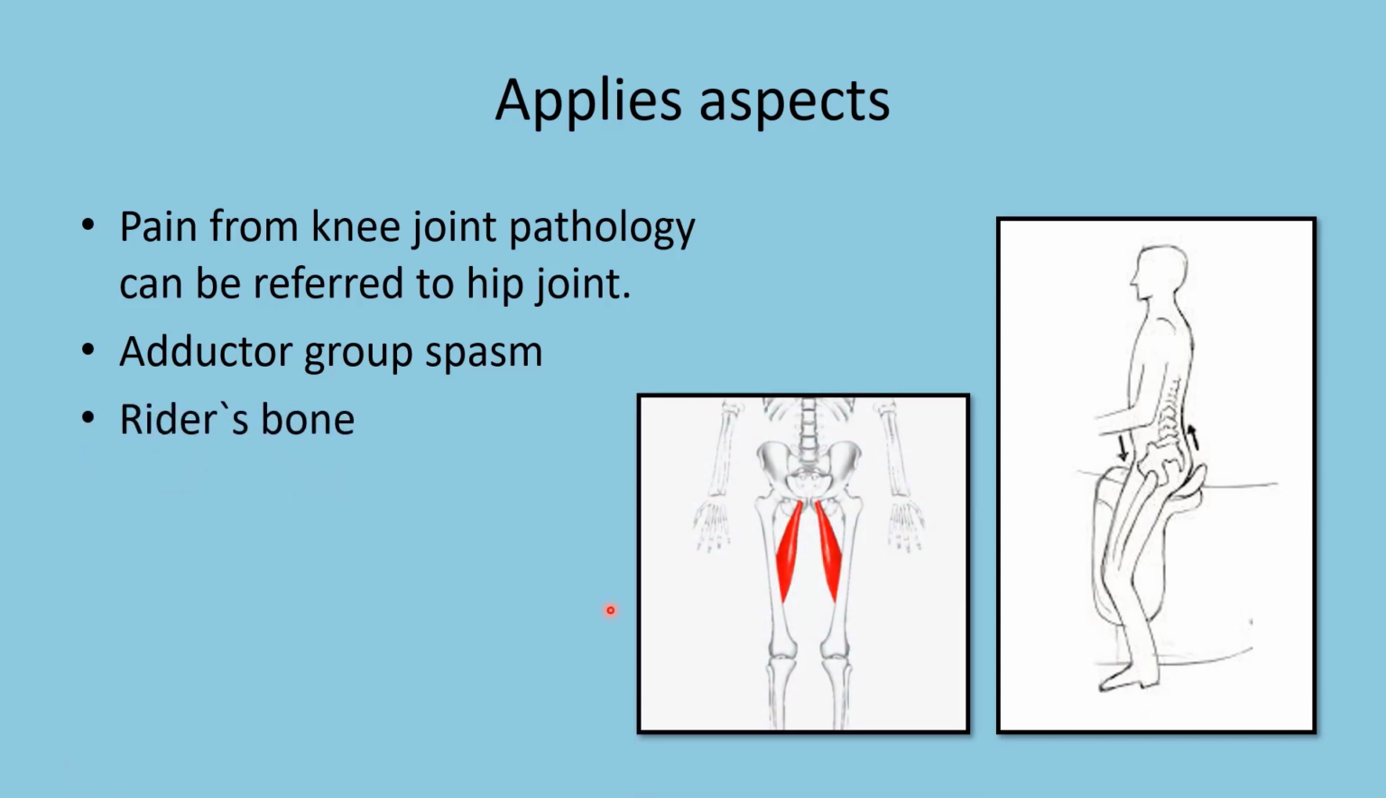At the origin of adductor longus, that is on the pubic bone, constant pull of origin of adductor longus due to overuse can elevate the periosteum and form a bone called rider's bone on pubic part of the hip bone. This is commonly seen in horse riders.